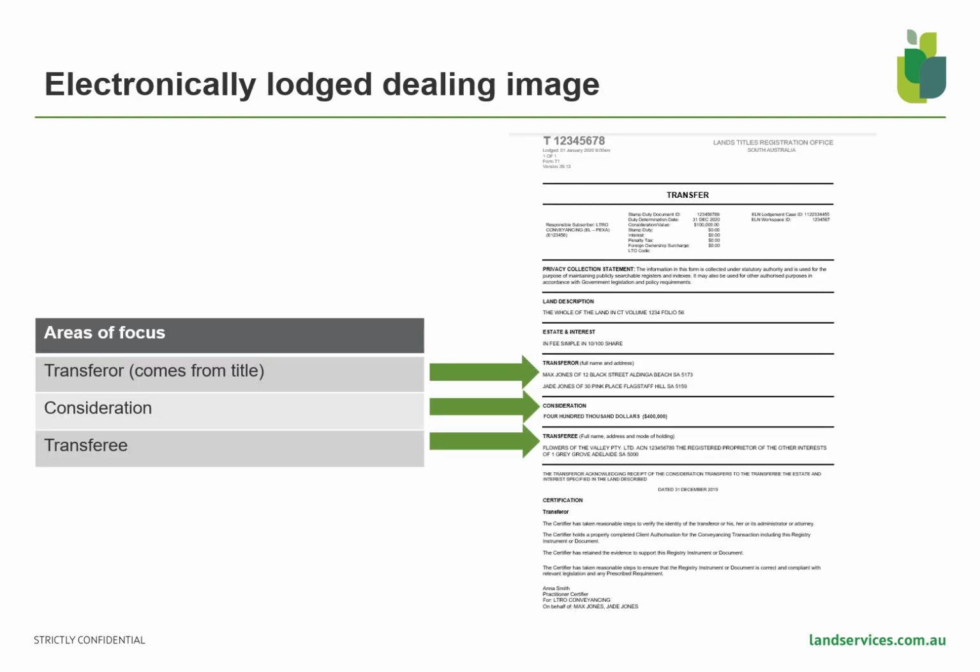This is an example of a rendered form of a transfer lodged electronically. This is what we see when examining the dealing from the data you have entered in the electronic workspace. We will be focusing on the transferor, consideration, and transferee panels, detailing the common errors and their solutions, and explaining data requirements.